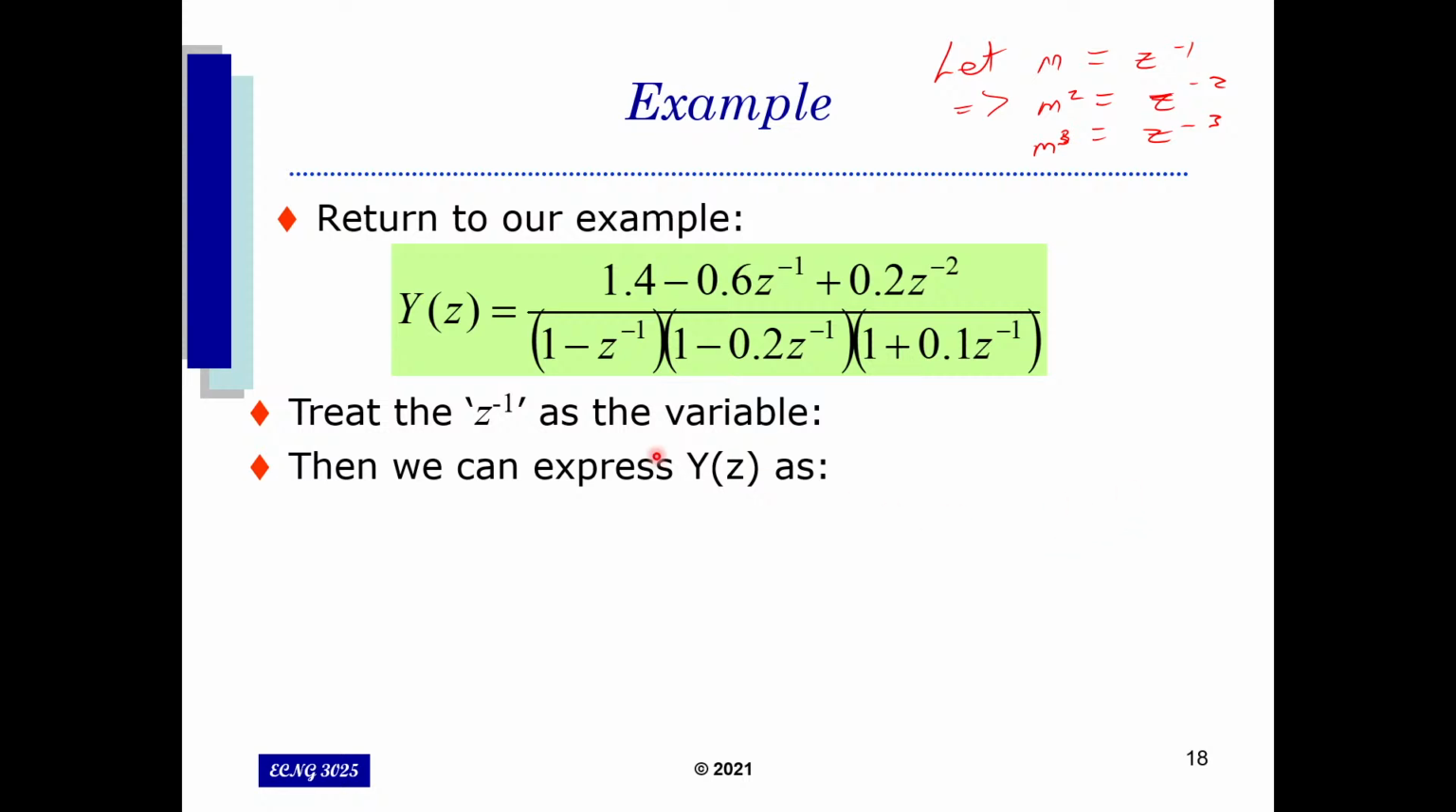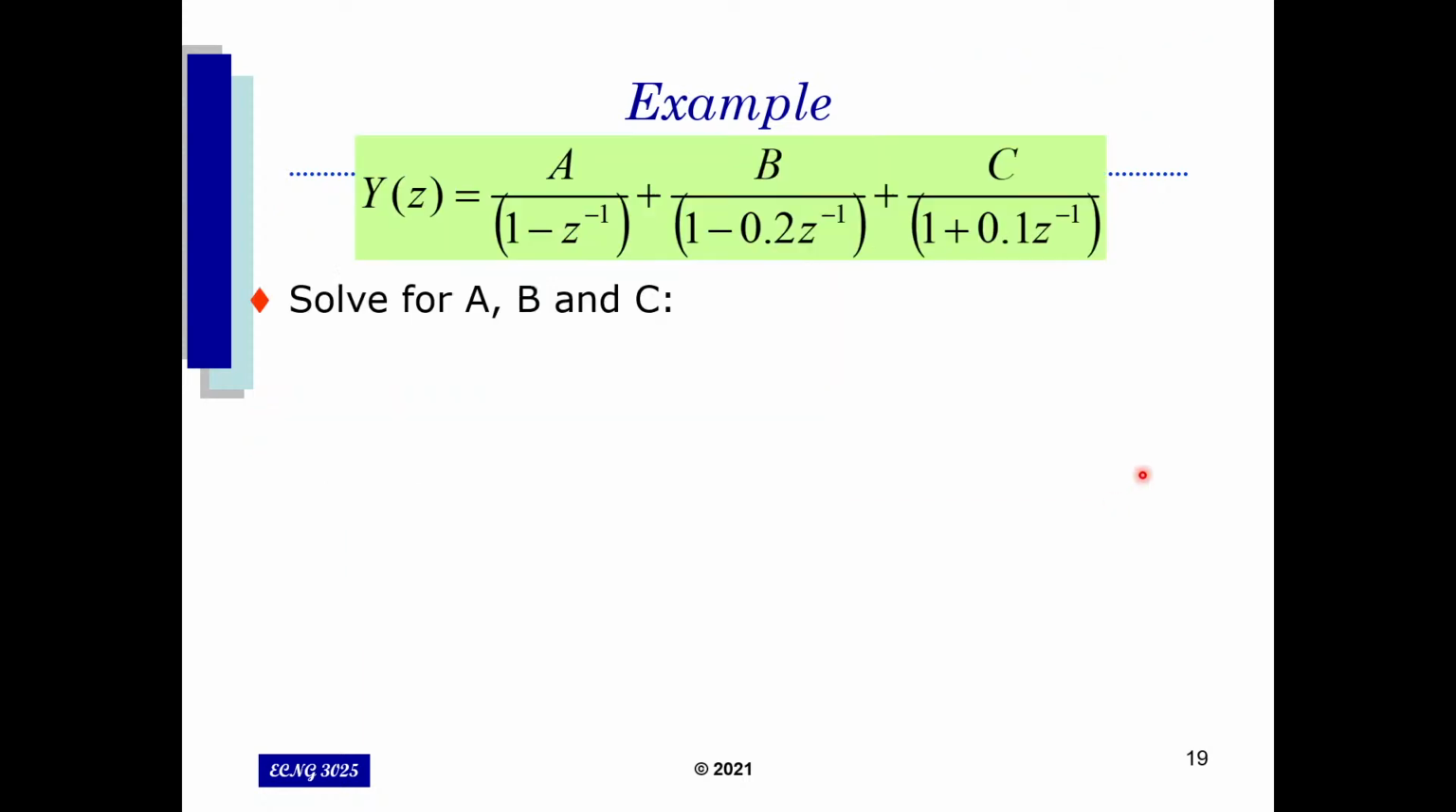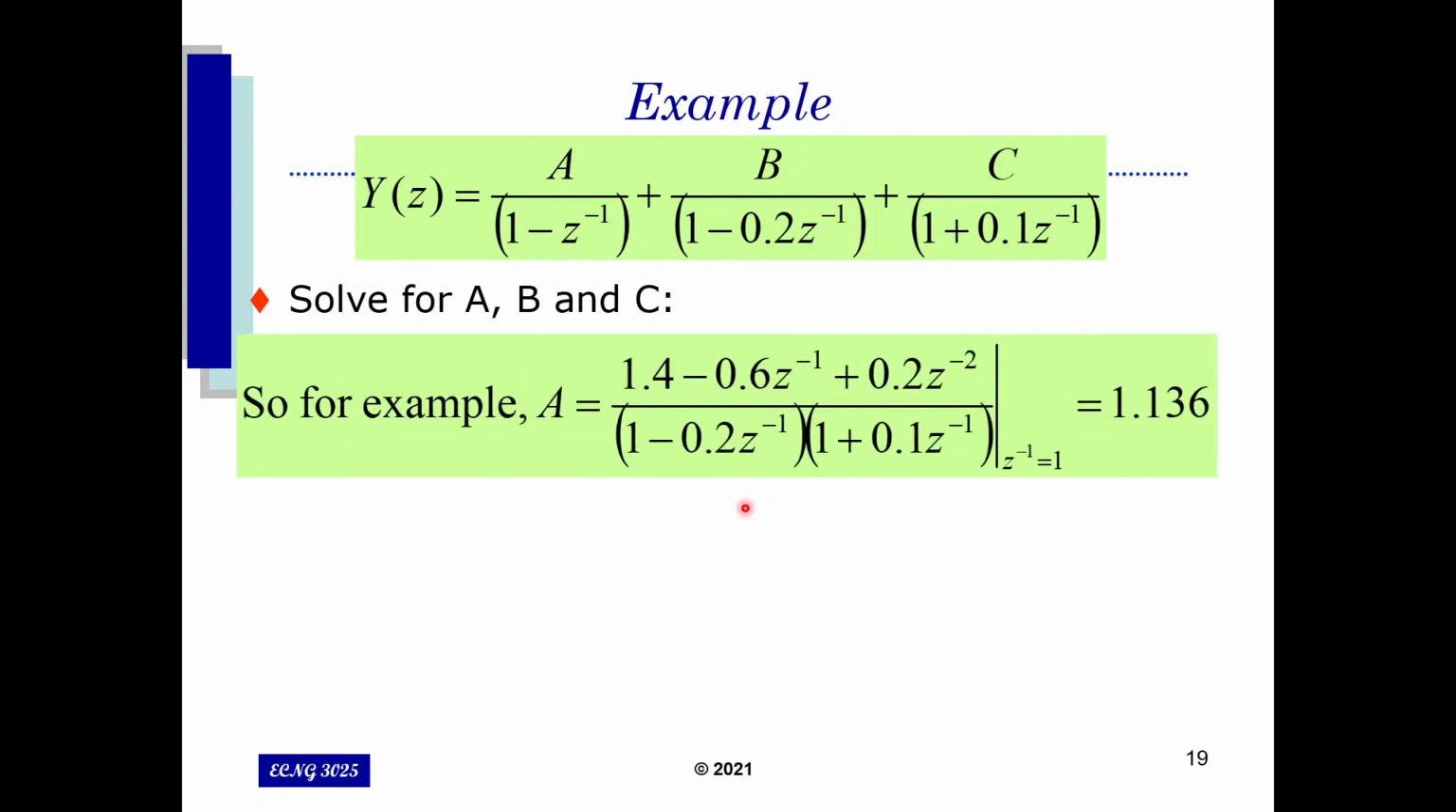So if we treat z to the negative 1 here as our variable, and you can do the substitution, but for our example we're just going to be treating it in terms of z, we can express y of z into our partial fraction coefficients for each one of these factors on the denominator. Because there are 3 factors, there are going to be 3 coefficients that we're going to calculate, which are a, b, and c. And then we can evaluate for a, b, and c using the optimized version for solving partial fractions to obtain our results for each one.